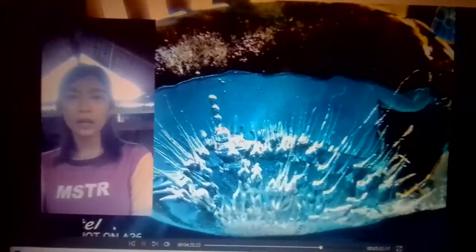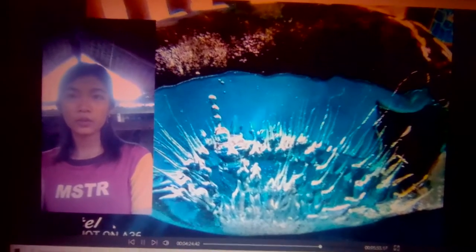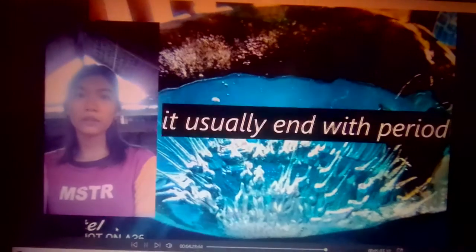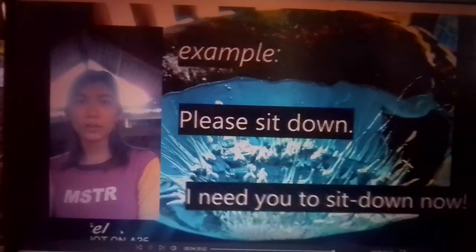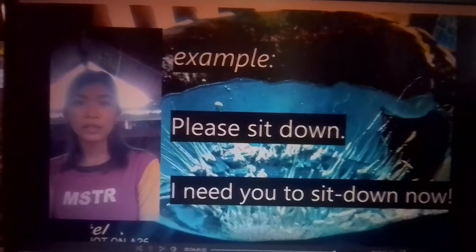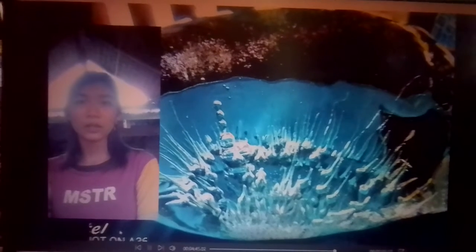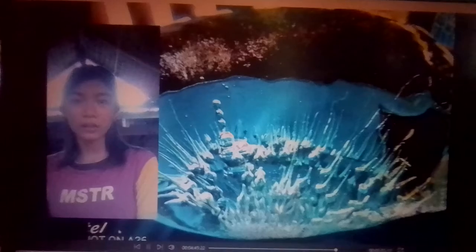We use an imperative sentence to make a request or to give commands. An imperative sentence usually ends with a period, a full stop. But under certain circumstances, it can end with a note of exclamation, an exclamation mark. Our examples are: Please sit down. I need you to sit down now! That's for our exclamation mark. There's an exclamation mark at the end of the sentence.